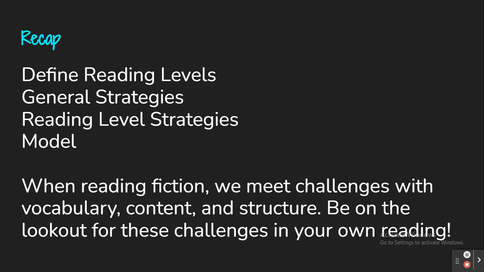So, to recap, we defined reading levels, we talked about some general reading strategies, we talked about some reading level strategies, and then you had a model shown to you. Just remember that when reading fiction, we all meet challenges with vocabulary, content, and structure. This happens in middle school, it's going to happen in high school, it happens when you are reading on an adult level. No matter what, you never stop asking questions and you never stop expanding your vocabulary. So just be aware that this is something that is completely natural and it's part of the reading process. Just be on the lookout for these challenges in your own reading. And now you have ways to tackle those challenges when you see them.